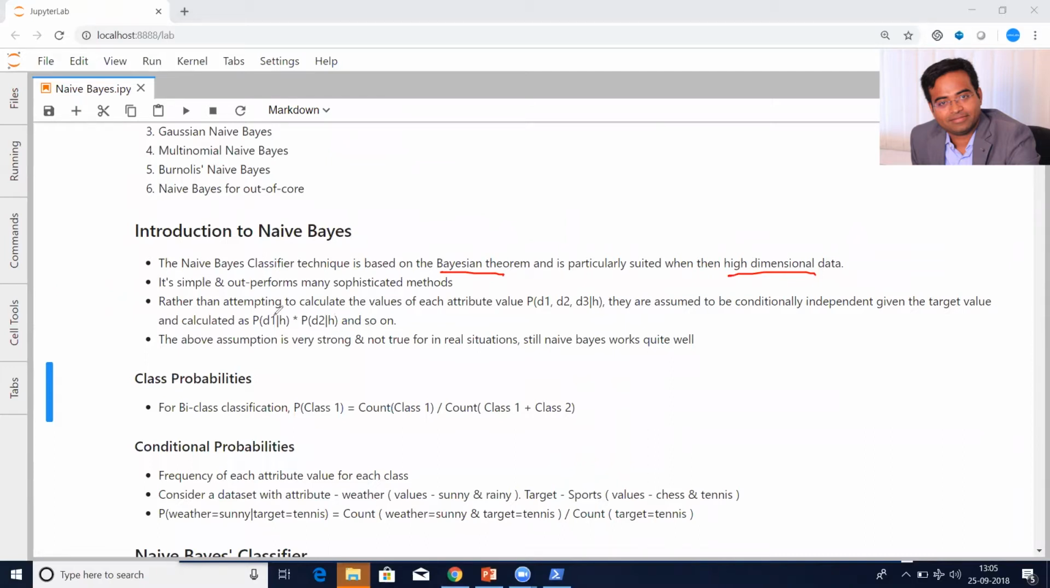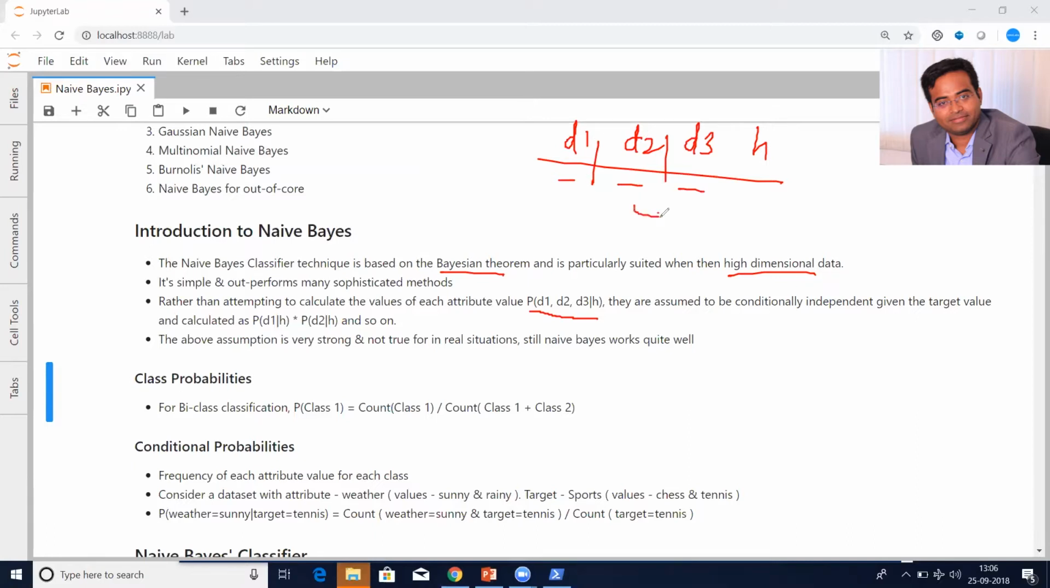Rather than attempting to calculate the probability of D1, D2, D3 for a given hypothesis, say you have three columns, D1, D2, and D3, and this is the hypothesis. Rather than calculating what is the probability of this particular value which is there, what's the probability of this particular value belonging to this class, where you have to take the relationship between the data also into consideration.